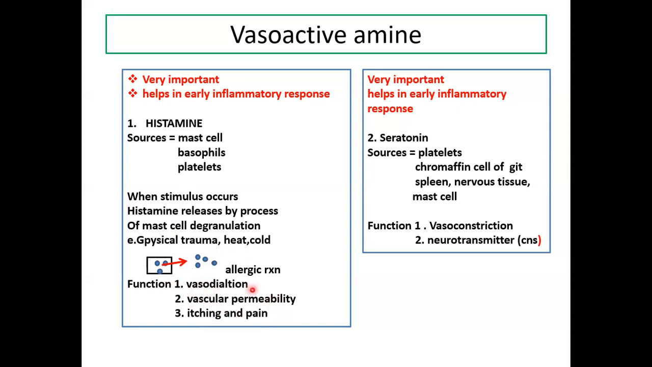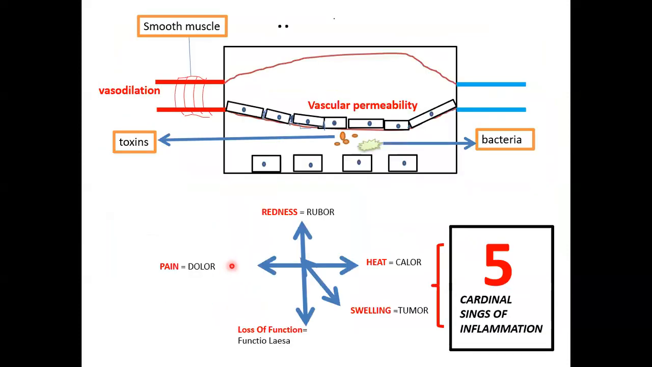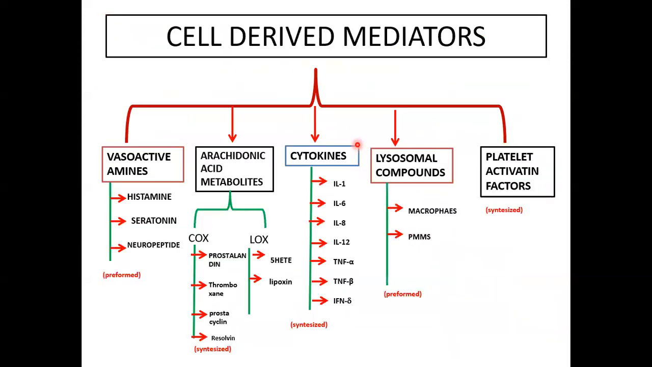With vasodilation, if there's inflammation, more blood flows to the area because of histamine. And with vascular permeability, white blood cells are able to move out. The endothelial cells contract, creating gaps, so that white blood cells can go and fight against the bacteria. Histamine can create these gaps to fight the infection.